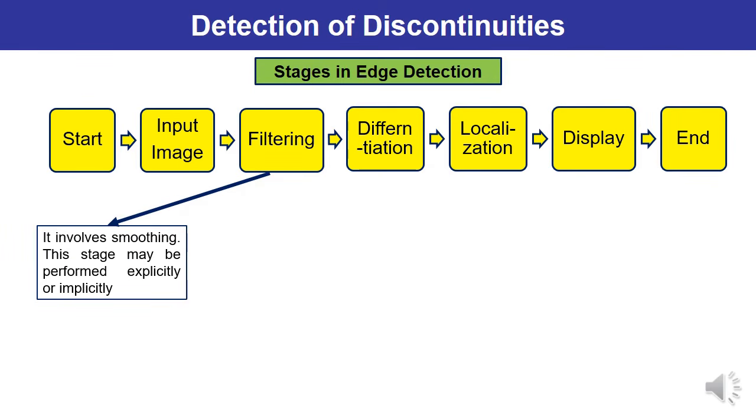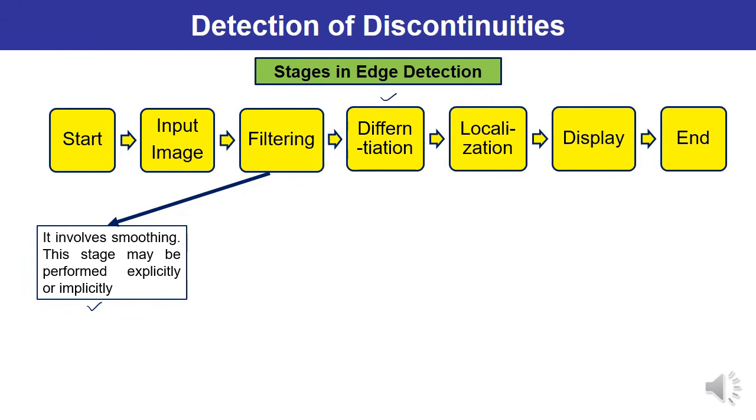Filtering involves smoothing, as I have told you, to get a better image, and this stage may be performed explicitly or implicitly. At this stage noise can also be suppressed, and the noise you suppress is not going to impact the edges. Some filters can also be used so that the quality of the edges available in an image can be enhanced. Normally Gaussian filters are used.